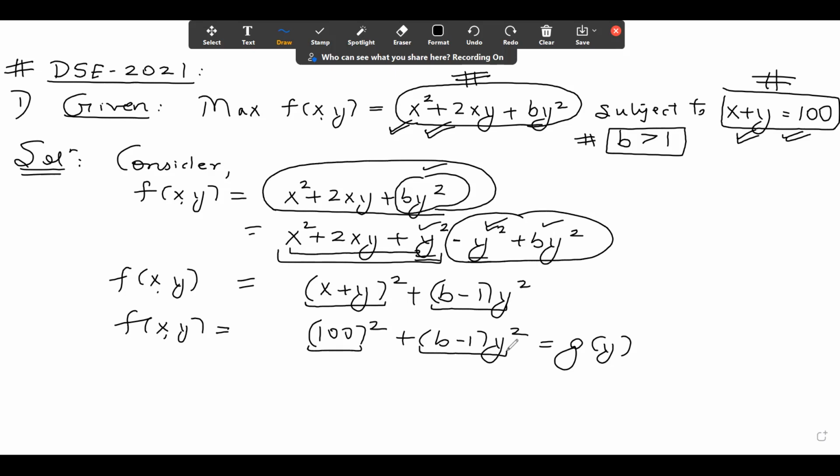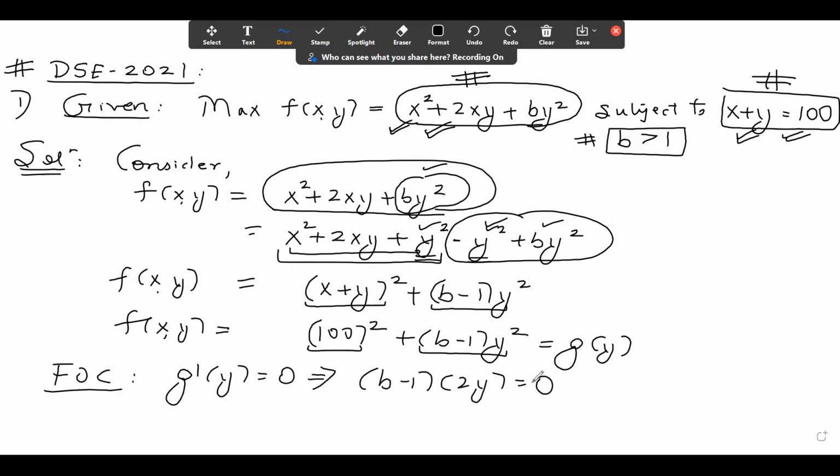This is purely in terms of y, so I can call it the function g of y. Now the first order condition for maxima, g dash y equal to 0, which implies, if I differentiate with respect to y, what do I get? b minus 1 times 2y equal to 0.